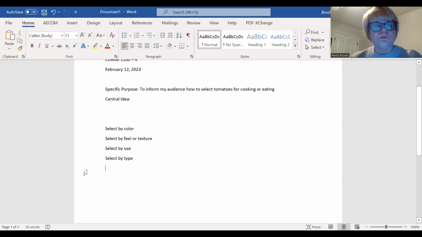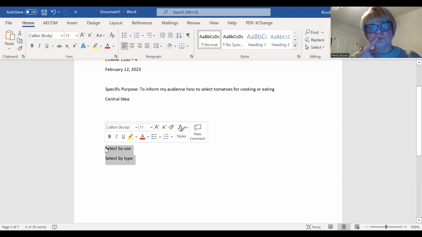Okay, so let's see, I've got by color, feel or texture, by use, and type. By use is kind of the same thing as by type, because you pick the type of tomato according to the use that you're going to have for it. So that's kind of the same thing, isn't it? I don't really want to make those two different points because they're the same point. I also need to figure out what order to go in.